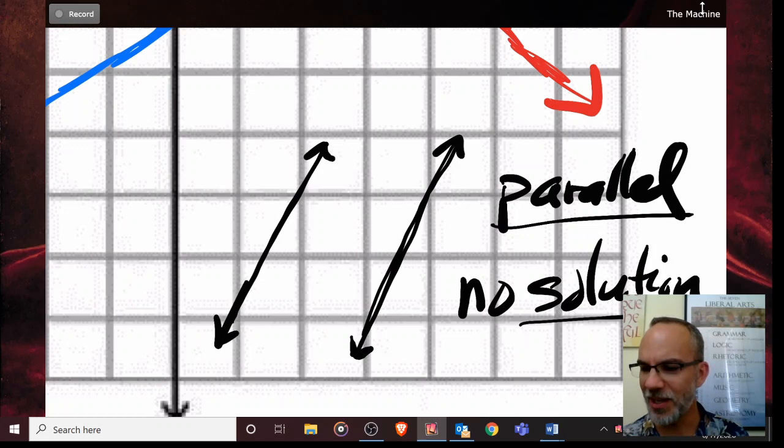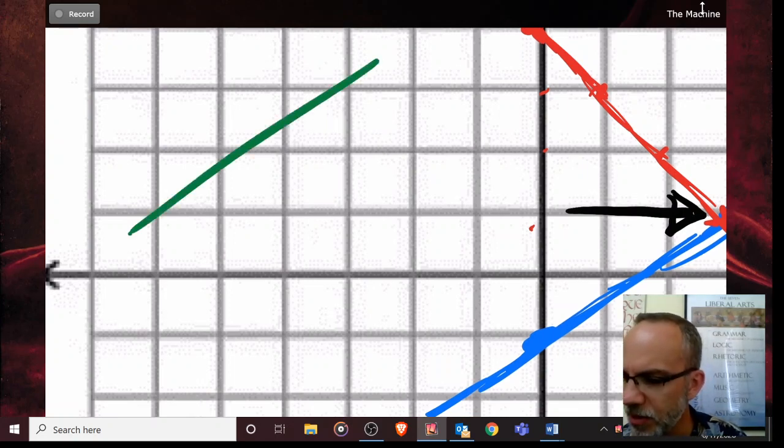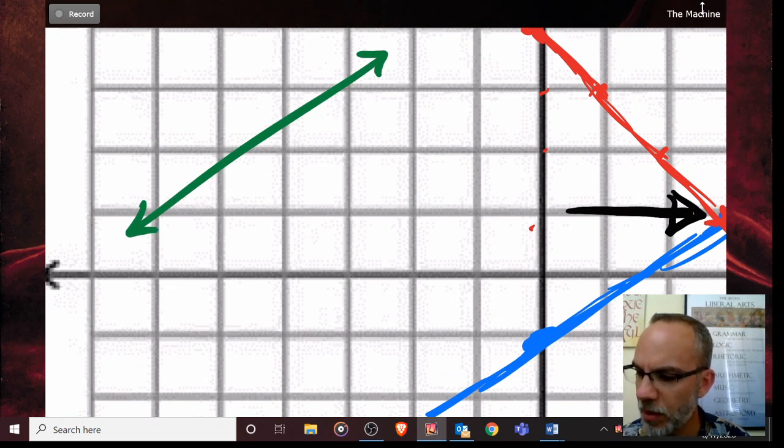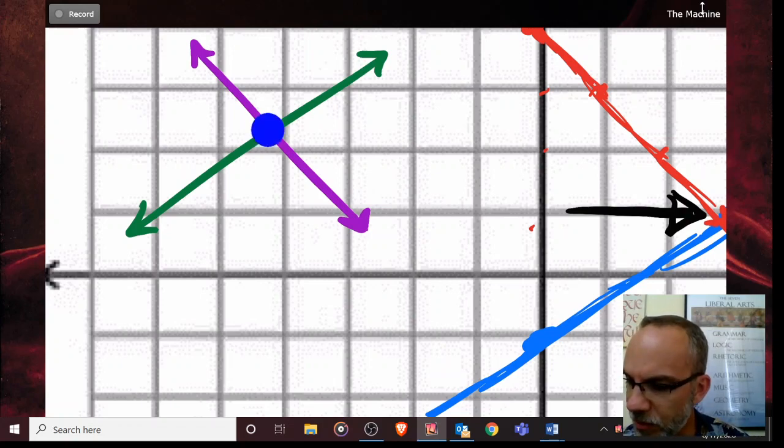Okay. There's another situation though that I have to talk about. Let me use two colors I haven't done yet. Let me do green. Let's say I had a line that looked like that. And let's say I had another line, I'll use purple, that looked like that. Okay? Now they do intersect. There is a solution, but it's this location right here. But that doesn't fall exactly on the coordinate grids.